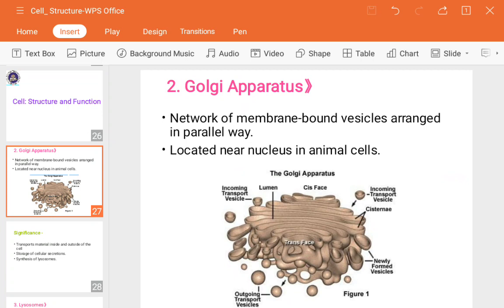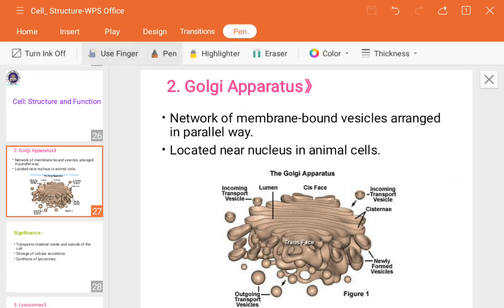It is named after Camillo Golgi. So who discovered the Golgi apparatus? That is Camillo Golgi. That's why this diagram is called the Golgi apparatus. Why it is called an apparatus, we will see. It is a network of membrane bound vesicles arranged in a parallel way. How is it arranged in a parallel way? See, these are the tube like structures, and they are arranged in a parallel manner.